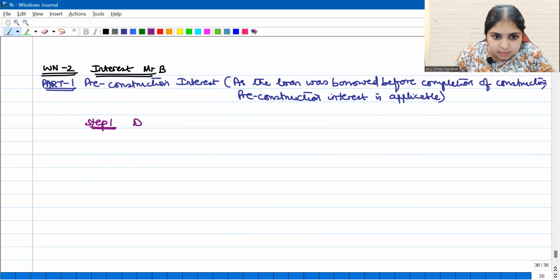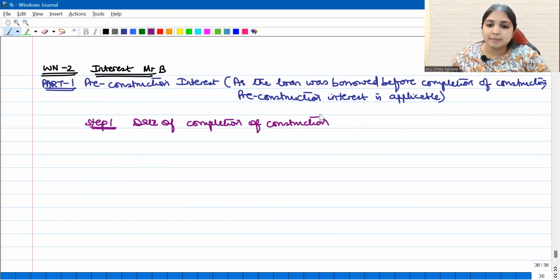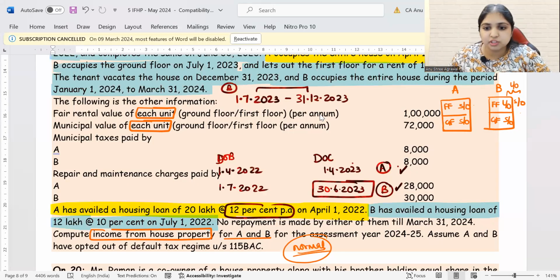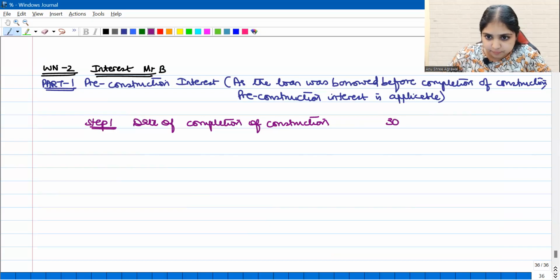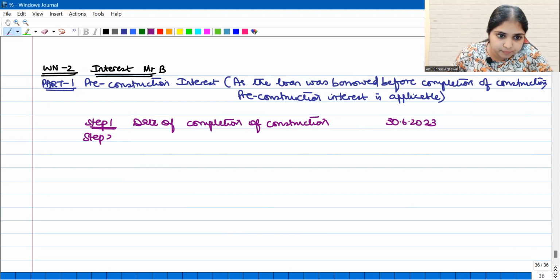Step one, write down the date of completion of construction. Tell me, when did Mr. B complete the construction? We have the date right here, 30th June 2023. Then what is step two?